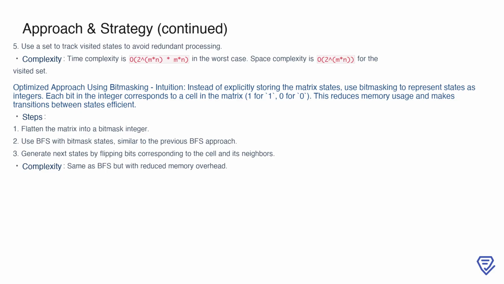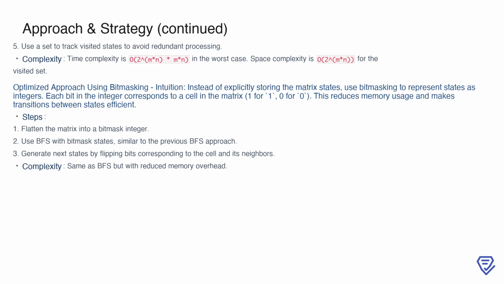To ensure we don't process the same state multiple times, we use a set to track visited states, which avoids redundant computation. In terms of complexity, the worst-case time complexity is O(m*n*n) due to the large number of potential states and transitions, while the space complexity is O(m*n) for storing visited states. To further optimize the approach, we can use bit masking.